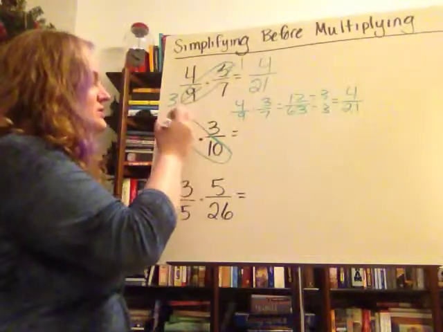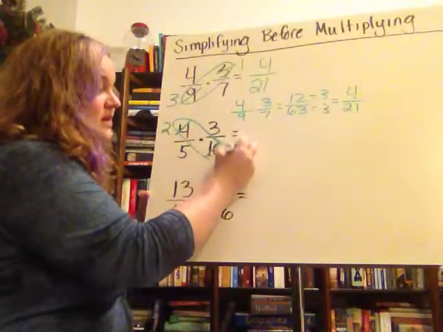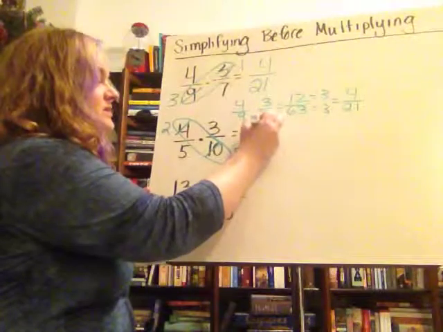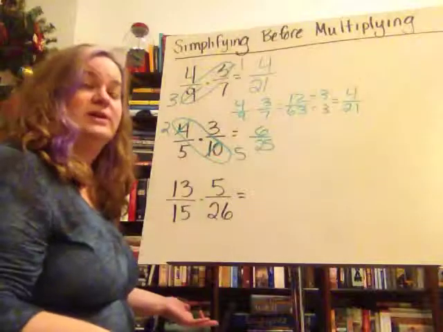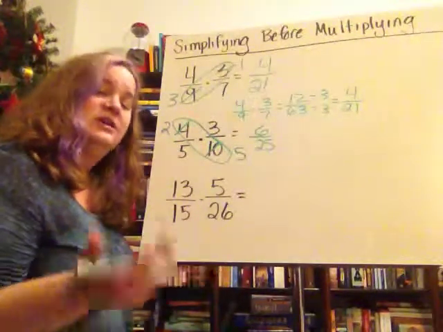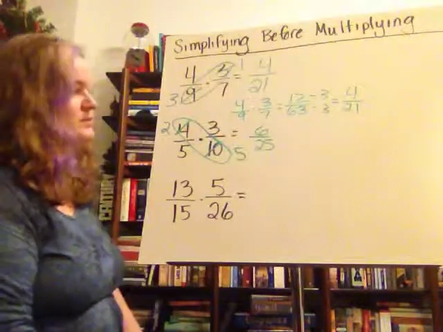So 2 goes into 4 twice, and 2 goes into 10 5 times, and then you can just multiply straight across. That would give you 6 25ths. If I didn't simplify by 2, I would have ended up with 12 50ths, and 12 and 50 are both even numbers, so they're both simplifiable by 2, and so I would have had to divide by 2 afterwards.